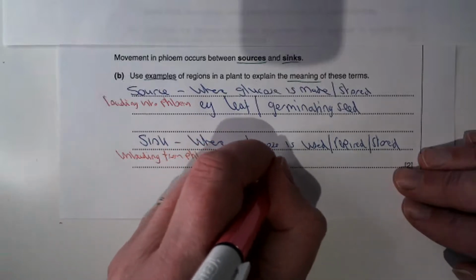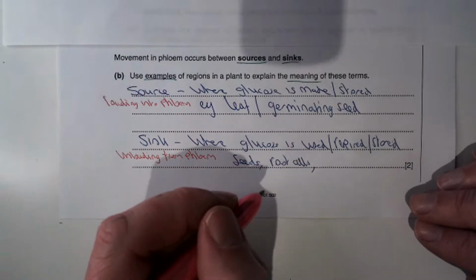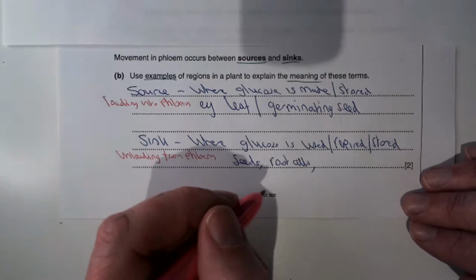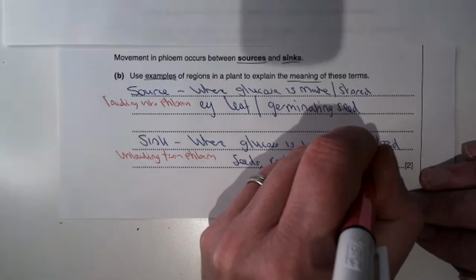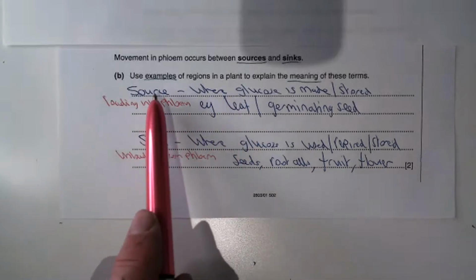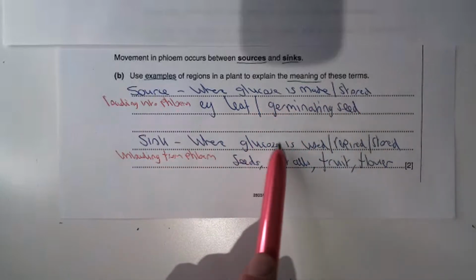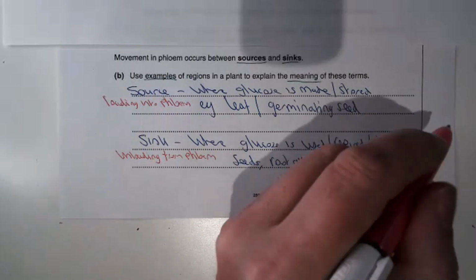It could be the root cells. It could be fruit. It could be flour. Any of those parts will be acceptable for an example of a sink. So to get the mark, you'd need the definition and a source, and that'd be 1 mark for that, or a definition and an example of a sink, 2 marks.